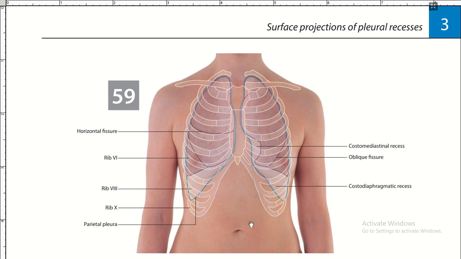Very important. Right. So we are done with the borders. Let's now understand the difference between the right and the left lung. We're going to start with the right lung.